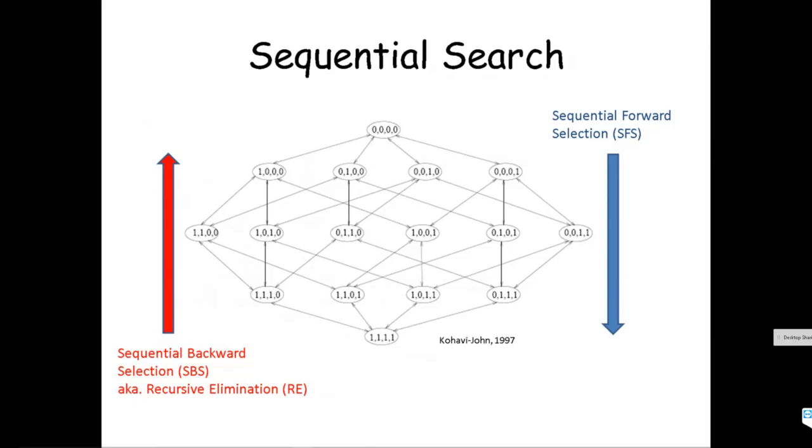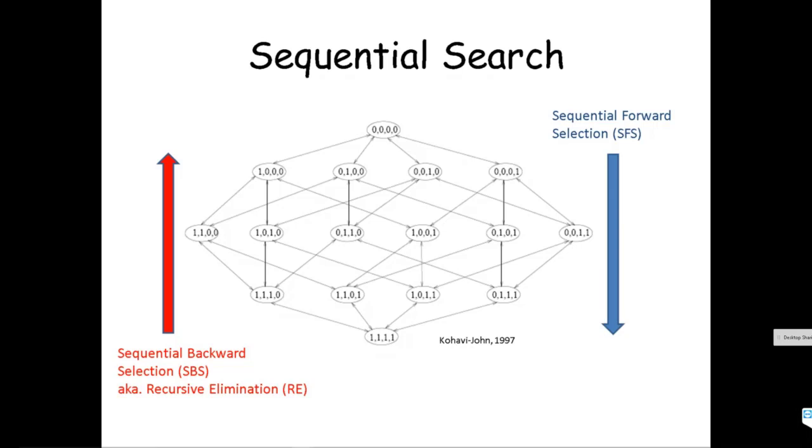Okay. The next level captures selection of pairs of features. So 1 and 2, 1 and 3, and so on. 3 features, and finally 4 features. Okay. A walk from top to bottom is a sequential forward search. A walk from bottom to top represents a sequential backward search, or another name for this is recursive elimination.